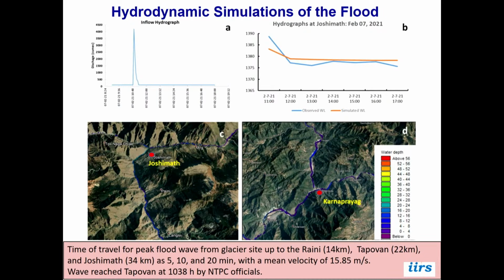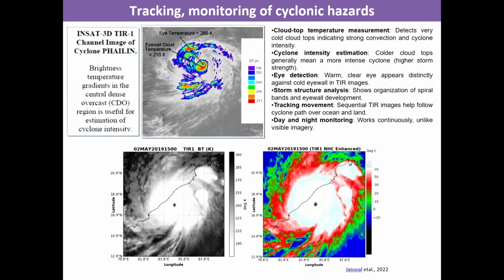Hydrodynamic simulations can be done in case of hydrological disasters. As I showed earlier, this is one example for the Joshimath event: how much volume of water will travel down, what will be the velocity, what would be the depth, and what would be the extent. Such scenarios can also be assessed.